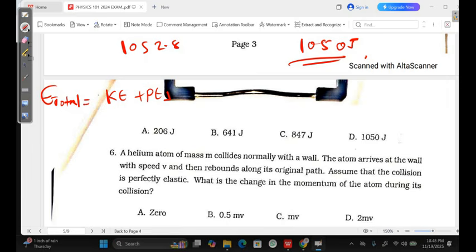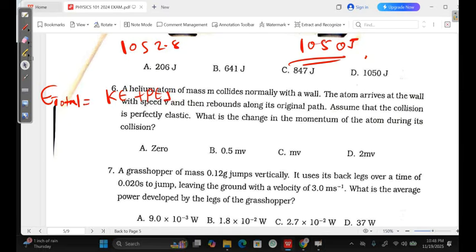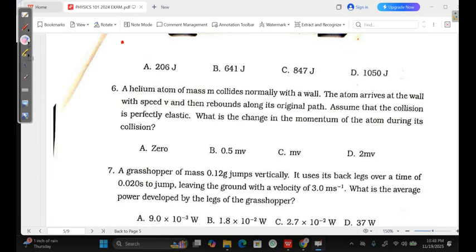Okay, let's go to question 6. Question 6 reads: a helium atom of mass m collides normally with a wall. The atom arrives at the wall with the speed of v and then rebounds.